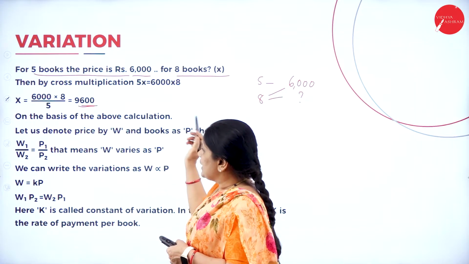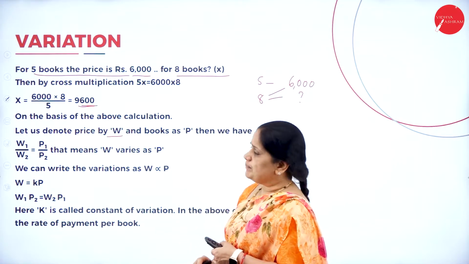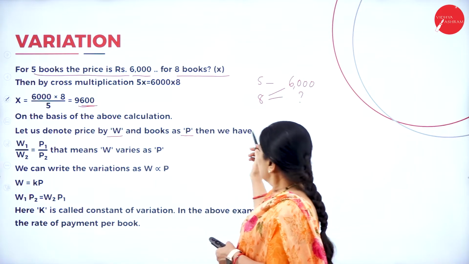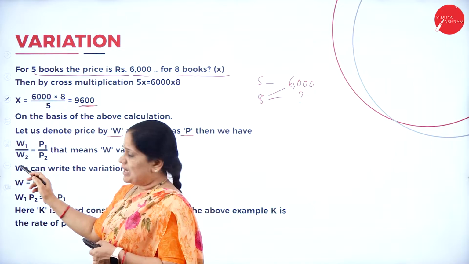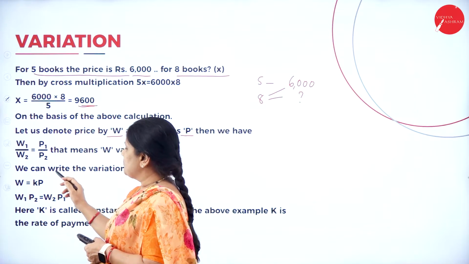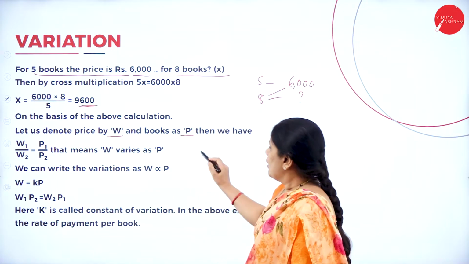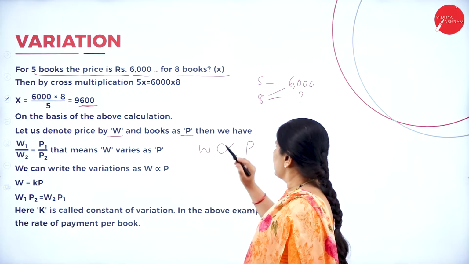On the basis of the above calculation, let us denote the price by W and the books as P. Then we have W1 by W2, that is price 1 by price 2 equals book 1 by book 2. That means W varies as P.